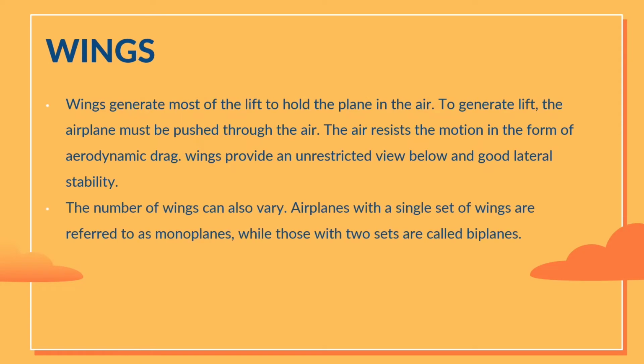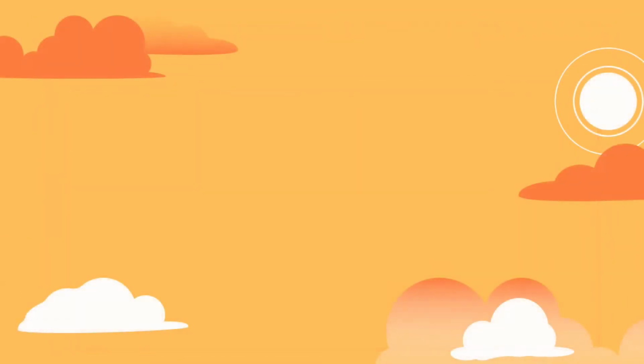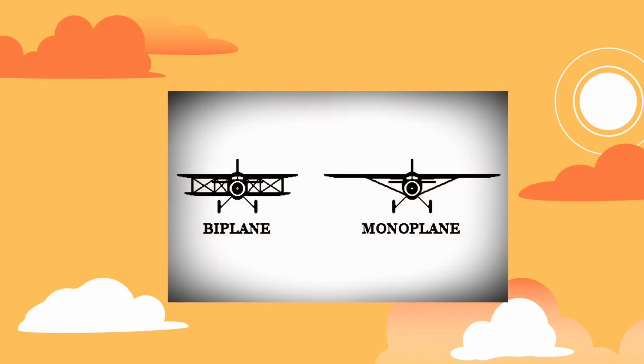Next are the wings. Wings generate most of the lift to hold the plane in the air. To generate lift, the airplane must be pushed through the air. The number of wings can also vary. Airplanes with a single set of wings are referred to as monoplanes, while those with two sets are called biplanes. So these are the two types of planes depending on their wings.